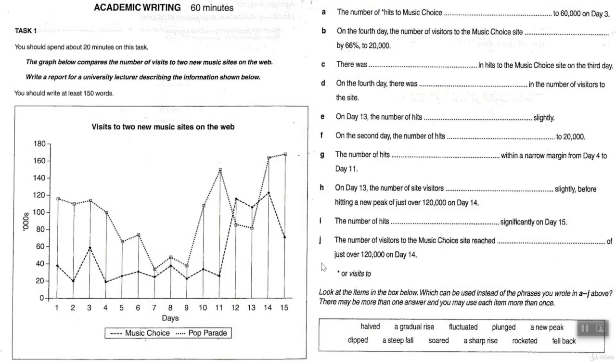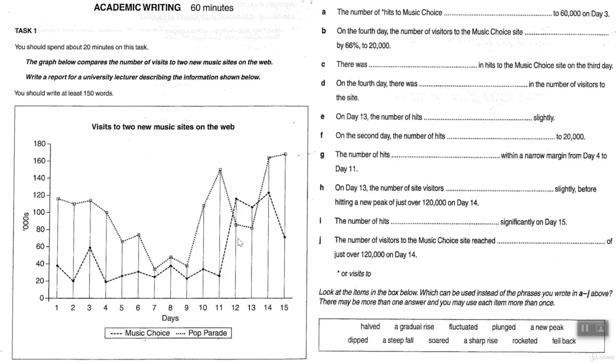Look at this line graph. It shows how many people visited 2 music sites on the web. So let's look at all the information on this line graph. Here are the 2 music sites. Music Choice, from the key, we know that the Music Choice is the bottom line and Pop Parade is the upper line up here.